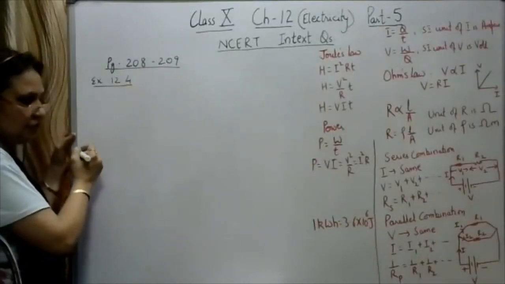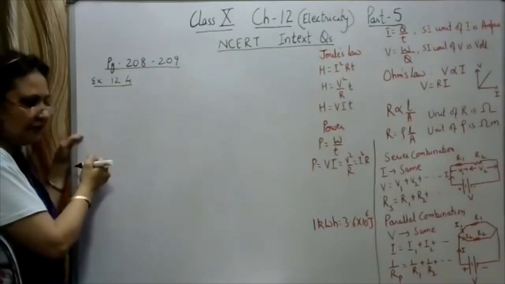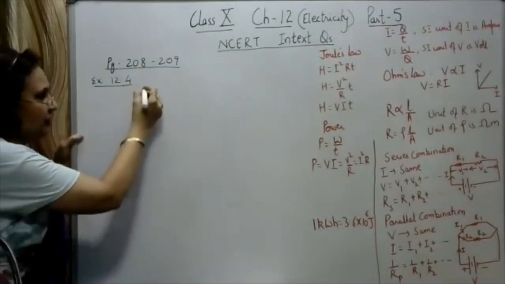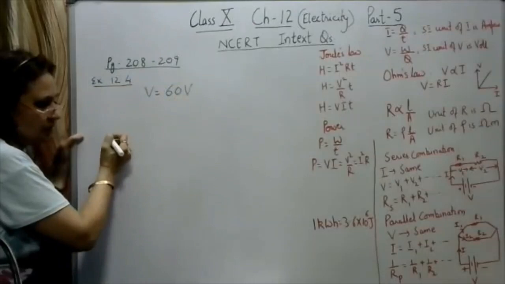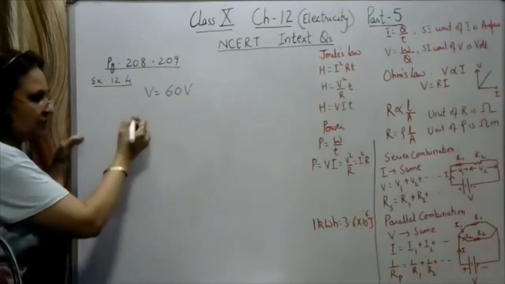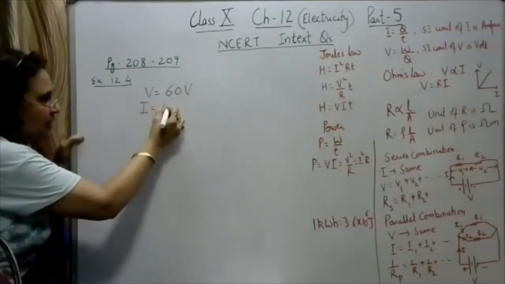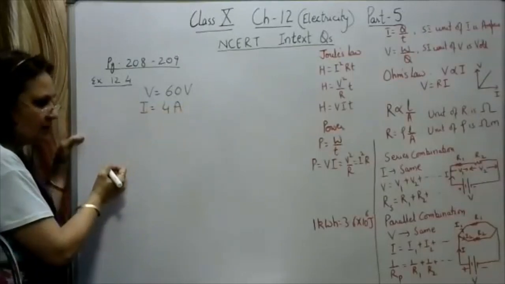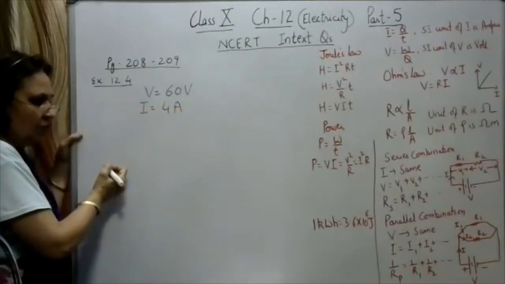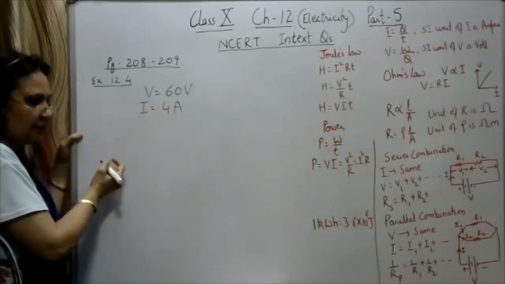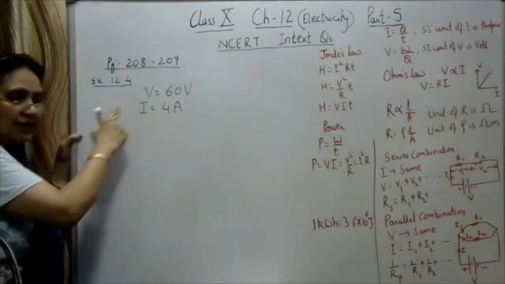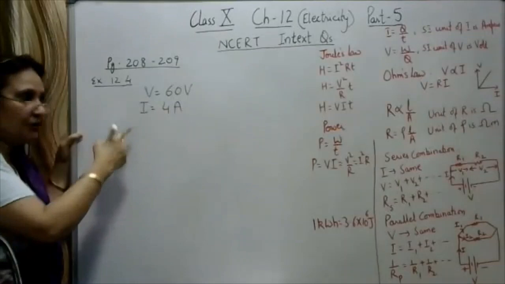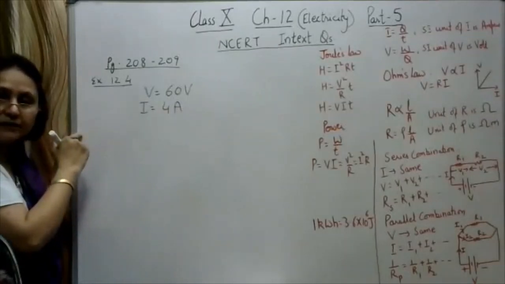Then example 12.4. The potential difference between the two terminals of an electric heater is 60 volts. So it is given that V is equal to 60 volts. It draws a current of 4 amperes. I is given here as 4 amperes. What current will the heater draw if the potential difference is increased to 120 volts? Now the potential difference is increased to 120 volts. Here you have to find out the current.